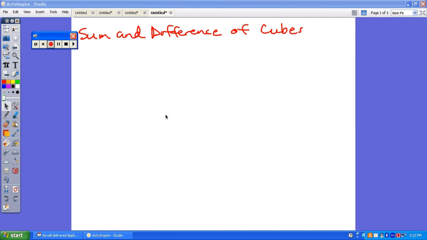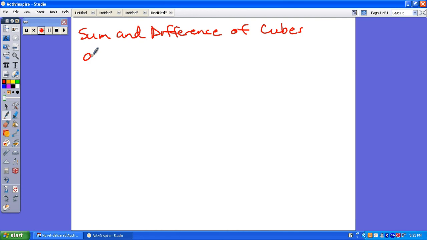Welcome everyone. This particular lesson is going to be on factoring sum and difference of cubes. So we will just jump right in and go ahead. The first thing that you need to know is that you need to pay attention to the formula. So I'm going to put that here on the screen.